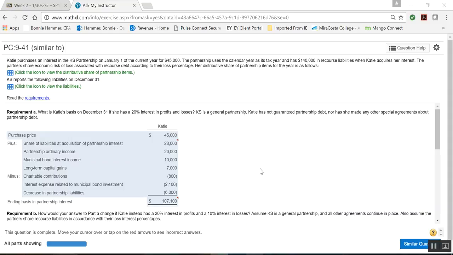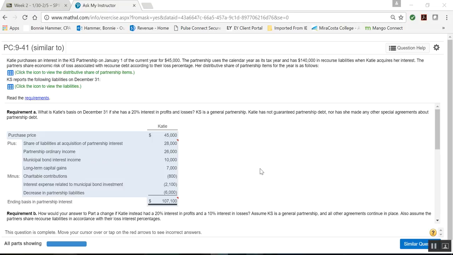So where was I? The partners share economic risk of loss associated with recourse debt according to their loss percentage. If you guys look on pages 22 and 23 of chapter 9, you will see a discussion of liabilities of a partnership and how partners share in those liabilities in terms of what kind of basis they get for those liabilities. And what kind of basis they get for liabilities of the partnership depends upon a couple of things. Number one, what kind of debt is it? Is it recourse debt or non-recourse debt? Number two, is the partner a limited partner or a general partner?